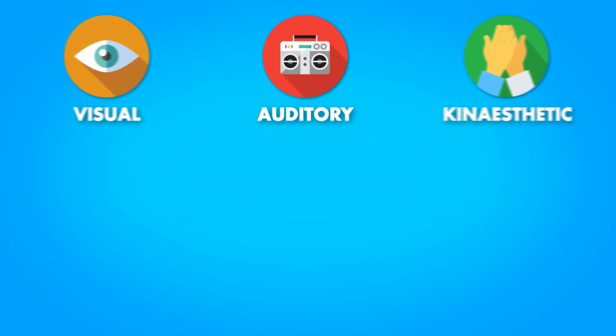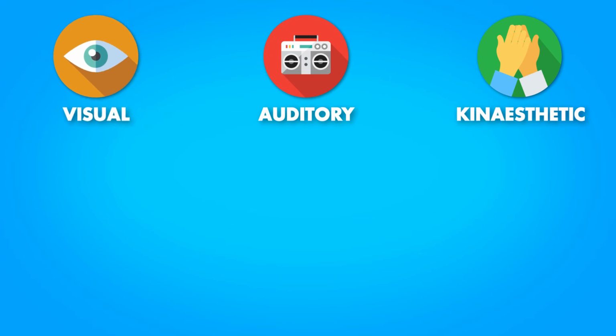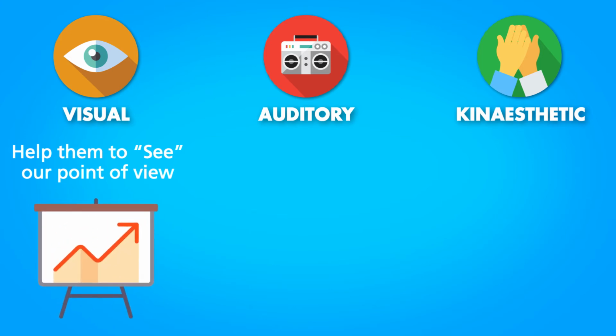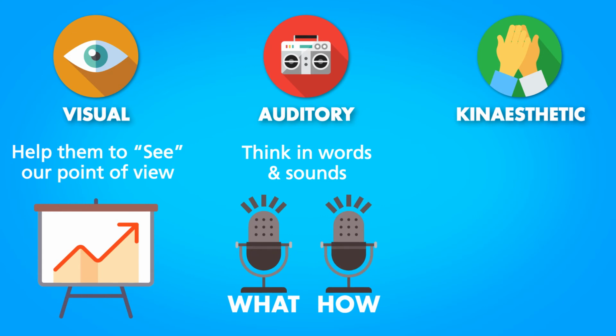With a person who has a preference for visual communication, we should concentrate on helping the person see our point of view through diagrams, pictures, images, or ideas that can be seen. People who communicate through the auditory mode tend to think in words and sounds. What and how things are said has more of an impact on them than what they see.